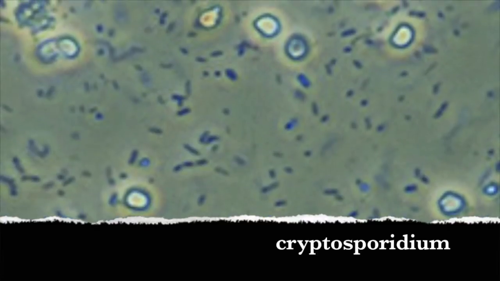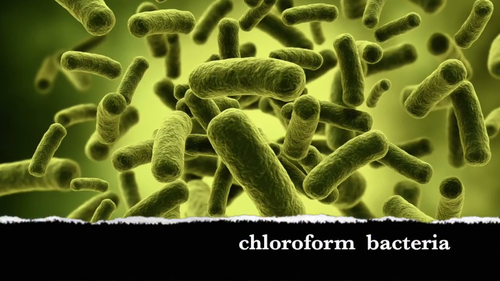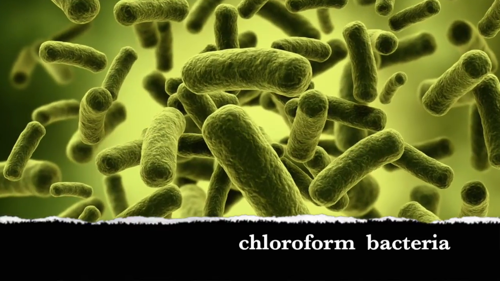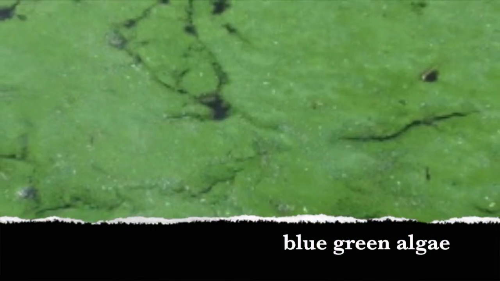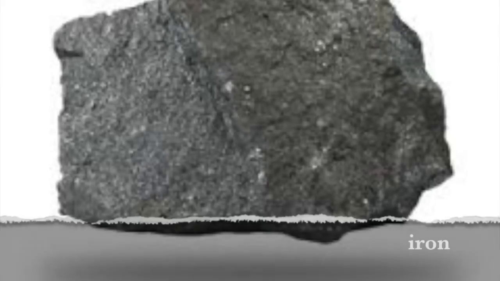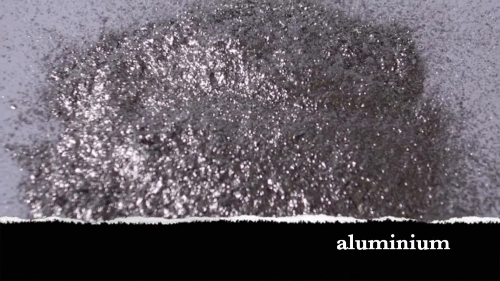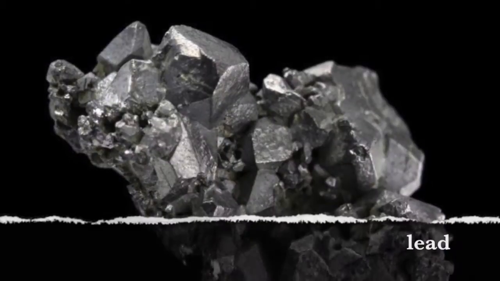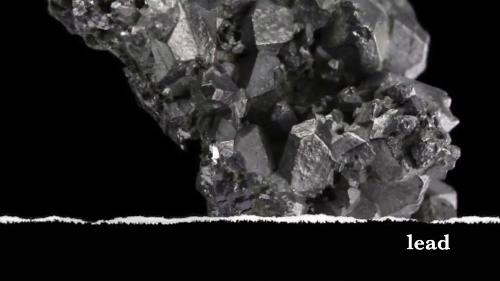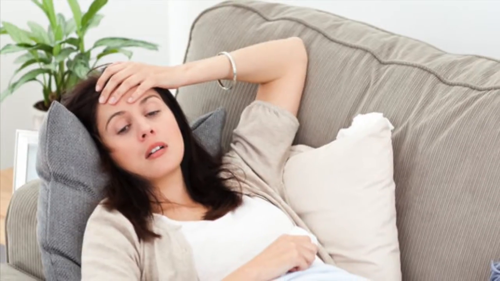They also test for things such as colour, chlorine, chloroform, bacteria, hardness, ammonia, nitrates and nitrites, algae, blue-green algae, pesticides, herbicides, and metals such as iron, manganese, aluminium, copper, chromium, lead, and zinc. This constant monitoring is highly important as any pollutant in the water can cause major outbreaks of viruses, diseases, and sicknesses.